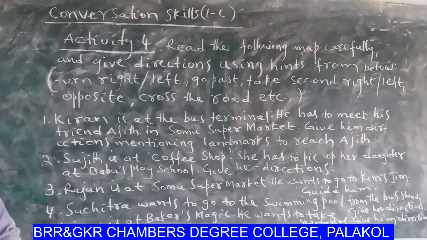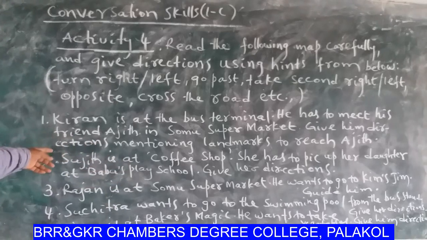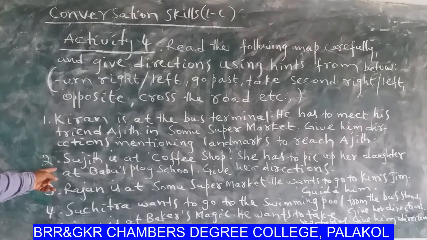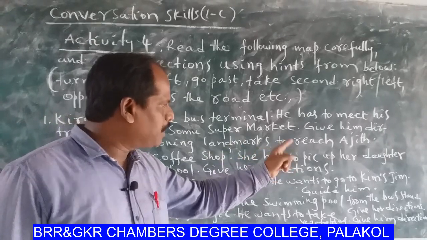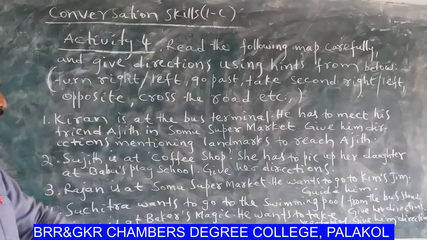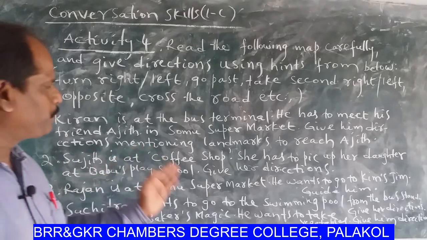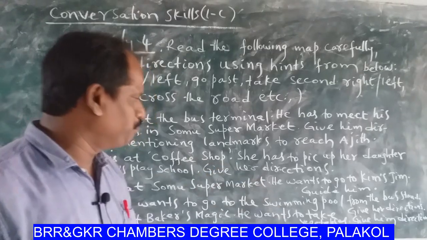Once again, take right and move left, cross the road and go past the park, and there you find Somo Supermarket. So in this way, we can tell the answer for this. So I request you to give me the answers for these remaining 4 questions. That is, second one, Sujit is at coffee shop. She has to pick up her daughter at Babu's Play School. Give her directions. Third one, Rajan is at Somo's Supermarket. He wants to go to Kim's Gym. Guide him.